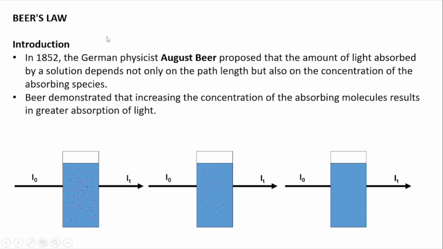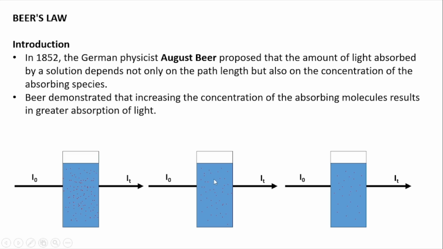Next is Beer's law. In 1852, the German physicist August Beer proposed that the amount of light absorbed by a solution depends not only on the path length but also on the concentration of the absorbing species. Beer demonstrated that increasing the concentration of absorbing molecules results in greater absorption of light. In simple words, Beer stated the relationship of absorbance with the concentration of absorbing molecules.